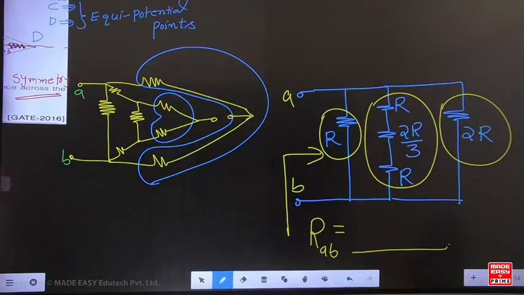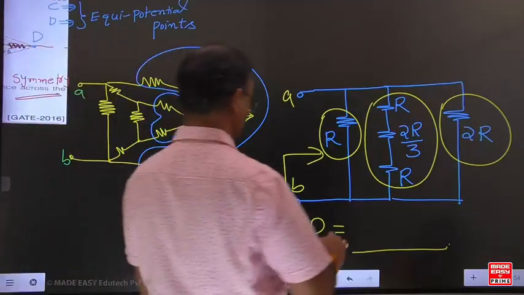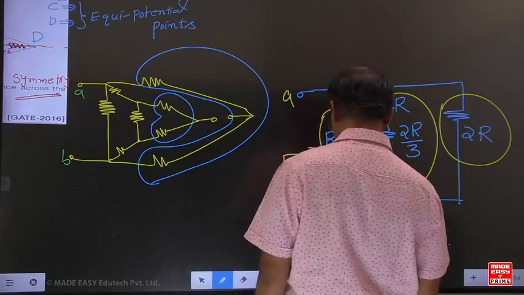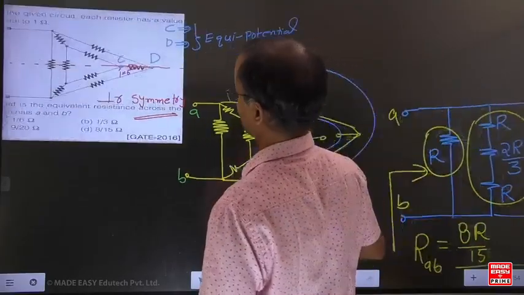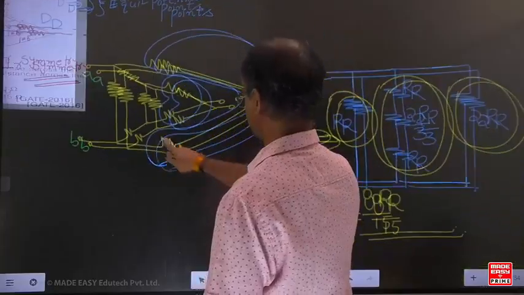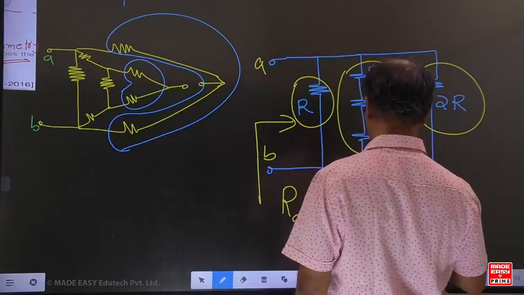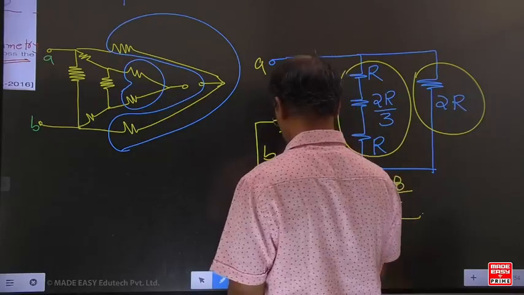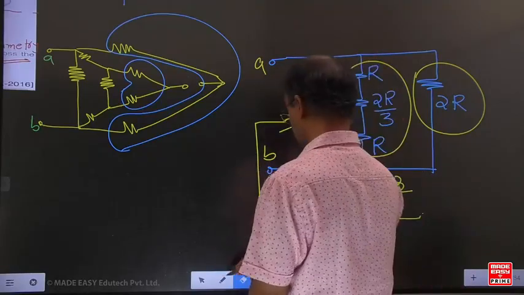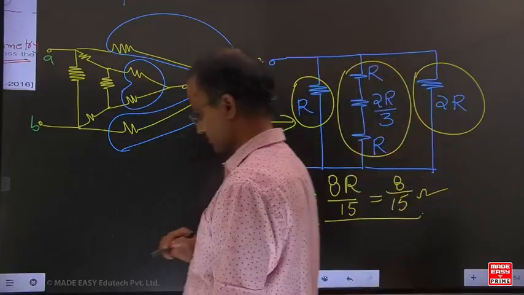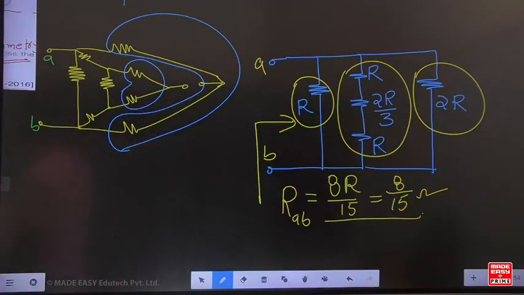चेक करो जी. हाँ, many students are saying 8R by 15. क्वेश्चन में रेजिस्टेंस वाला कुछ दिया है इधर? चेक करो, R इक्वल टू 1. R इक्वल टू 1 बोलते हो, आंसर कितना है इधर? 8 by 15.